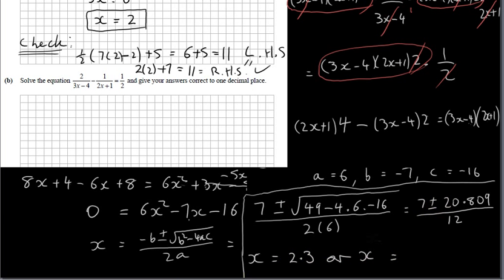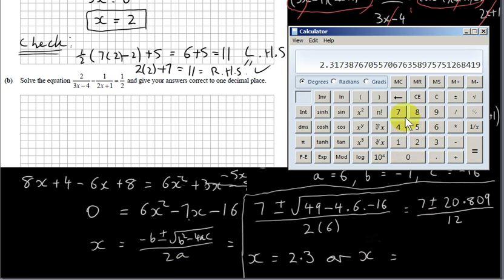Next we take the minus sign. So we have 7 minus 20.809. Get the answer to that, then divide it by 12. To 1 decimal place we have minus 1.2.